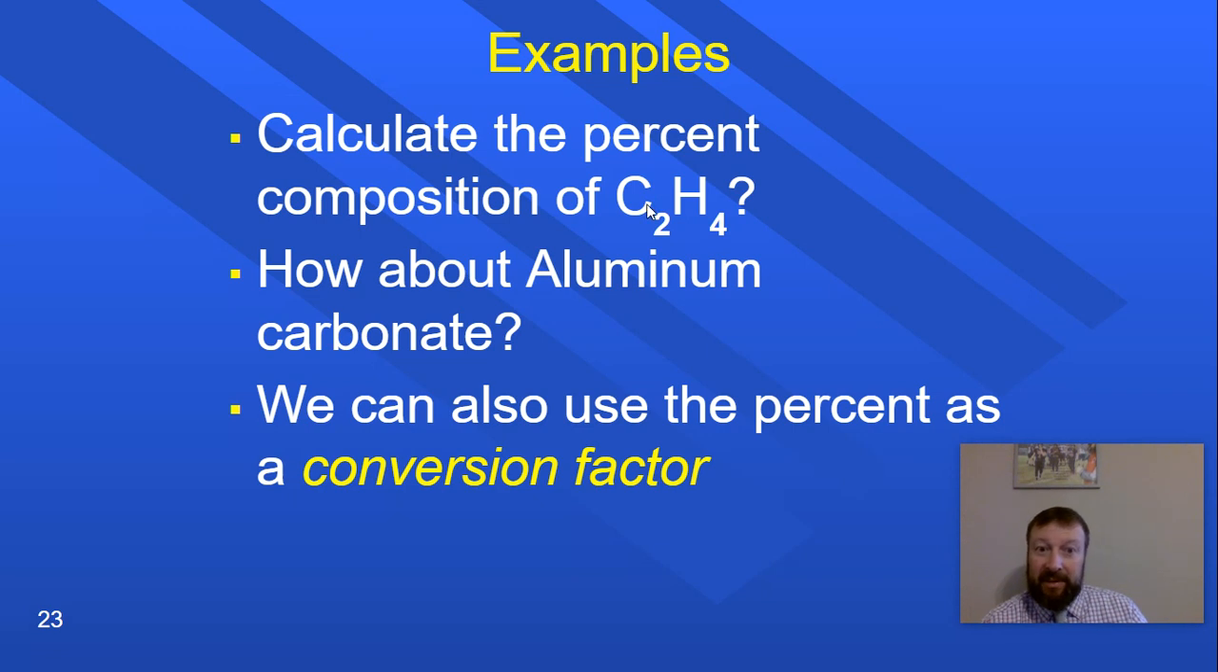A percent composition of carbon and hydrogen. Again, what is the individual? So 2 carbons, 24, divided by whatever the total is. If I want just the hydrogen, it's 4 times 1, so 4 hydrogen divided by whatever the total is.